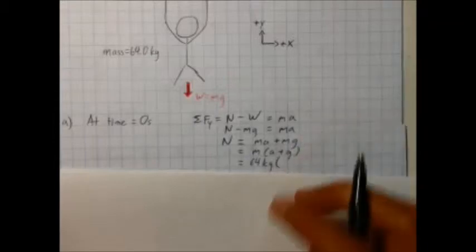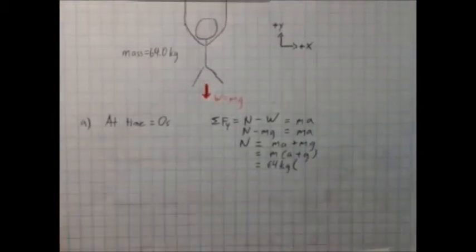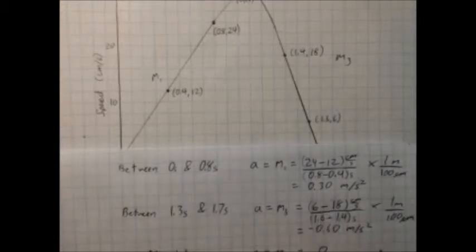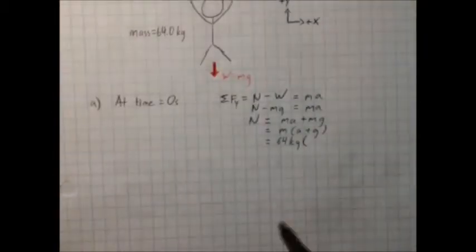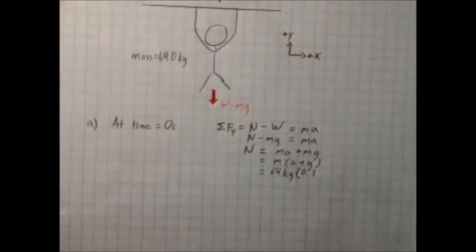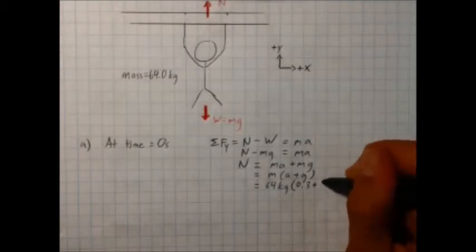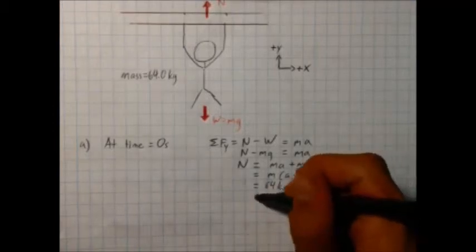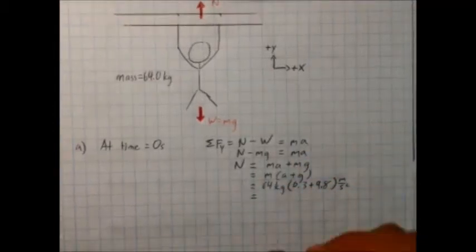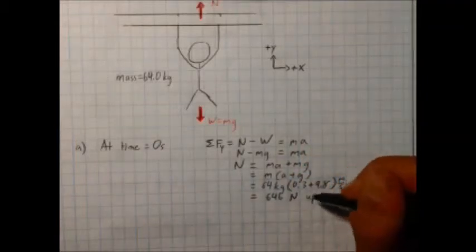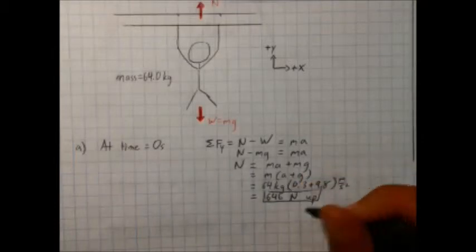The acceleration at time equals 0 seconds, which is what we've proven before, is between 0 and 0.8 seconds. The acceleration is 0.3 meters per second squared. So we're going to start plugging that in. 0.3. Our g is the acceleration due to gravity. And when you simplify all of this, you would get 646 newtons, and it's going up. So that's your answer to part A.